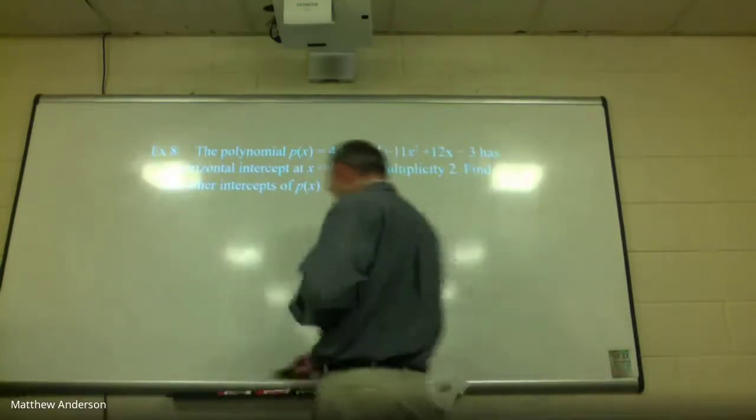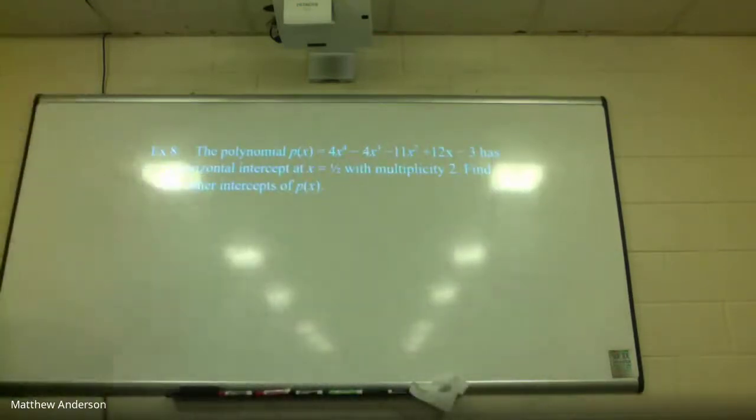Let's see what this question is asking us. The polynomial p of x equaling that thing right there has a horizontal intercept at x equals 1/2 with a multiplicity of 2. Find the other intercepts. So we already know 2 intercepts, 1/2 and 1/2 again. Right? That's what multiplicity means.